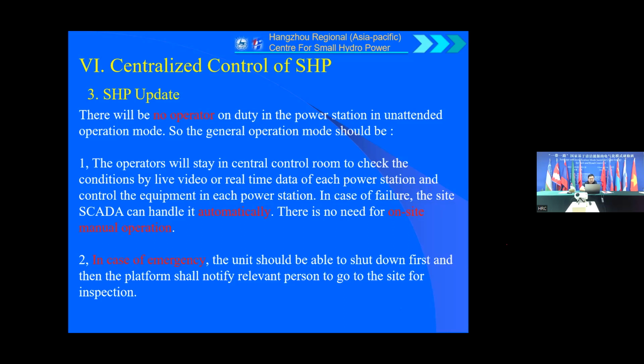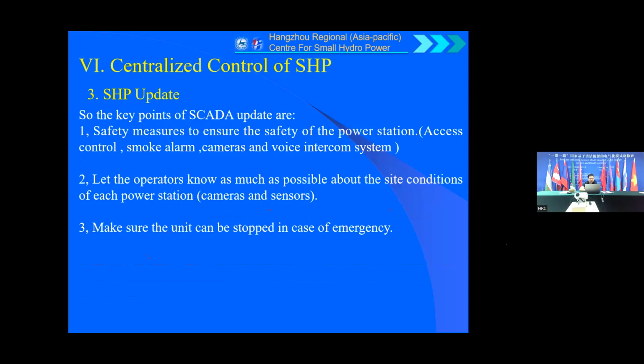Okay. The second is in case of emergency, the unit should be able to shut down first, and then the platform should notify relevant persons to go to site for inspection. So in case of emergency, we need the station to stop the unit first, and then we send people to check on site. So the key points of the SCADA update: first is safety.